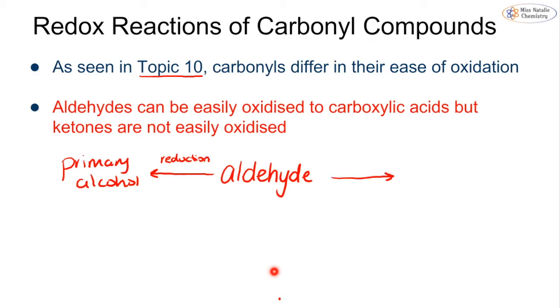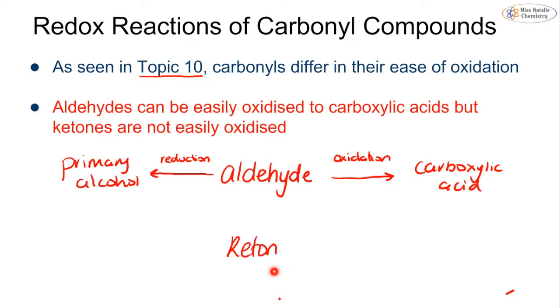They can, however, also be further oxidized into carboxylic acids. And again, we saw that back in topic 10, where we were looking at using distillation to make the aldehyde from the primary alcohol, whereas we use reflux to make the carboxylic acid.